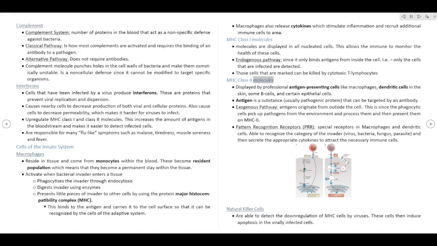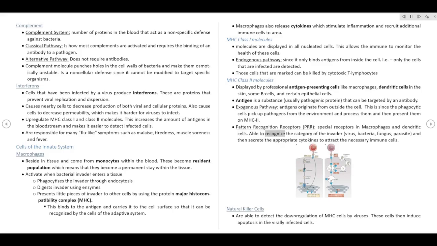MHC class II molecules. Displayed by professional antigen-presenting cells like macrophages, dendritic cells in the skin, some B cells, and certain epithelial cells. An antigen is a substance, usually a pathogenic protein, that can be targeted by an antibody. Exogenous pathway, antigens originate from outside the cell. This is since the phagocytic cells pick up pathogens from the environment and process them and then present them on MHC2.